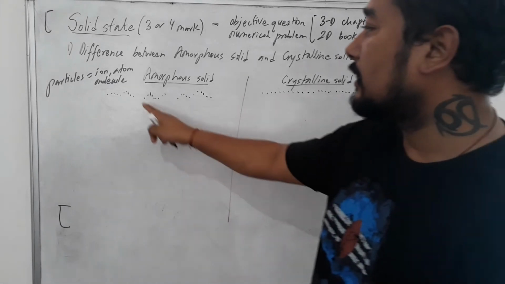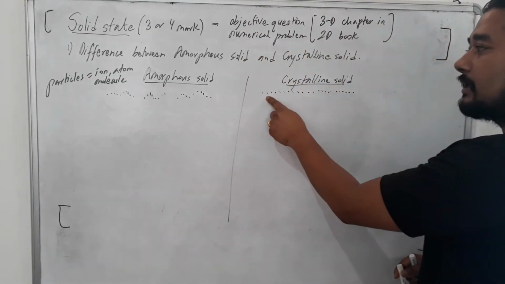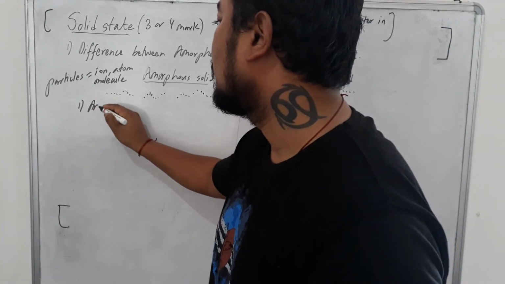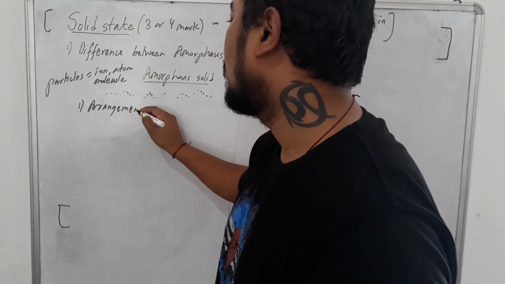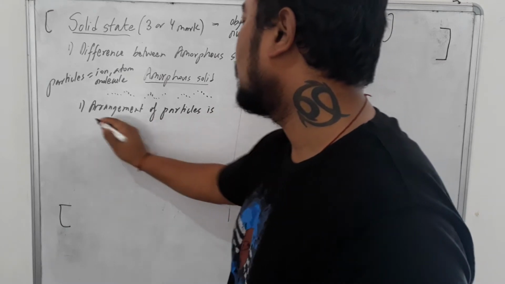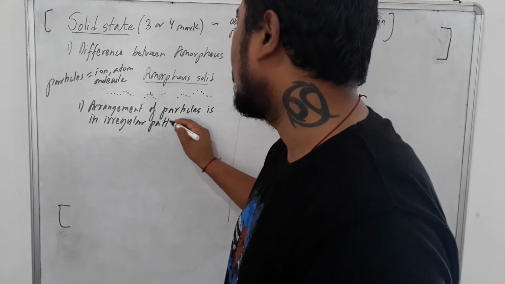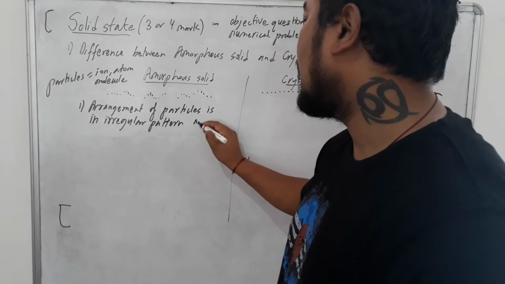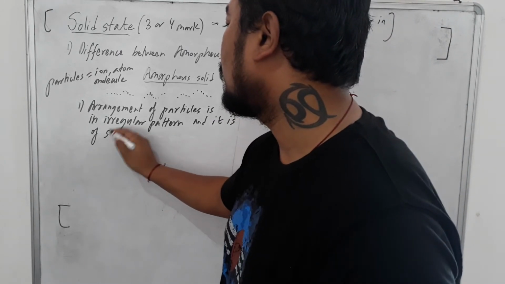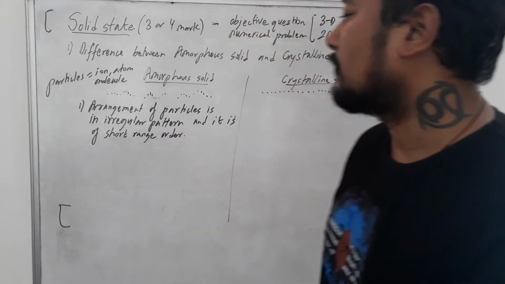regular. And if you see here, it is of short range, because here is a gap, here is a gap, here is a gap. Whereas you can see here, there is no gap at all, so it has a long range order. So do remember, number one difference is like this: the arrangement of particles is in irregular pattern, and it is of short range order.